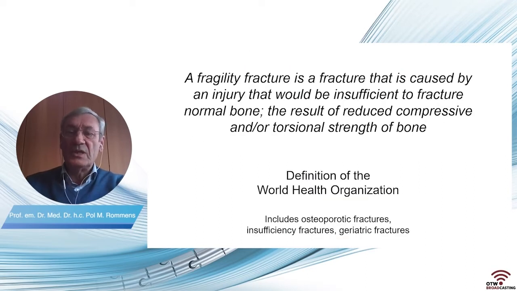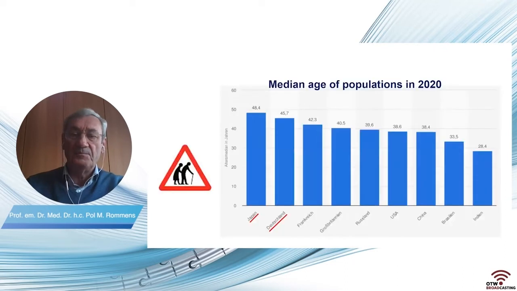Before we focus on fragility fractures, I would like to get you acquainted with the definition of the World Health Organization. A fragility fracture is a fracture that is caused by an injury that would be insufficient to fracture normal bone, the result of reduced compressive and/or torsional strength of bone. So when we talk about fragility fractures, that includes osteoporotic fractures, insufficiency fractures, and so-called geriatric fractures.